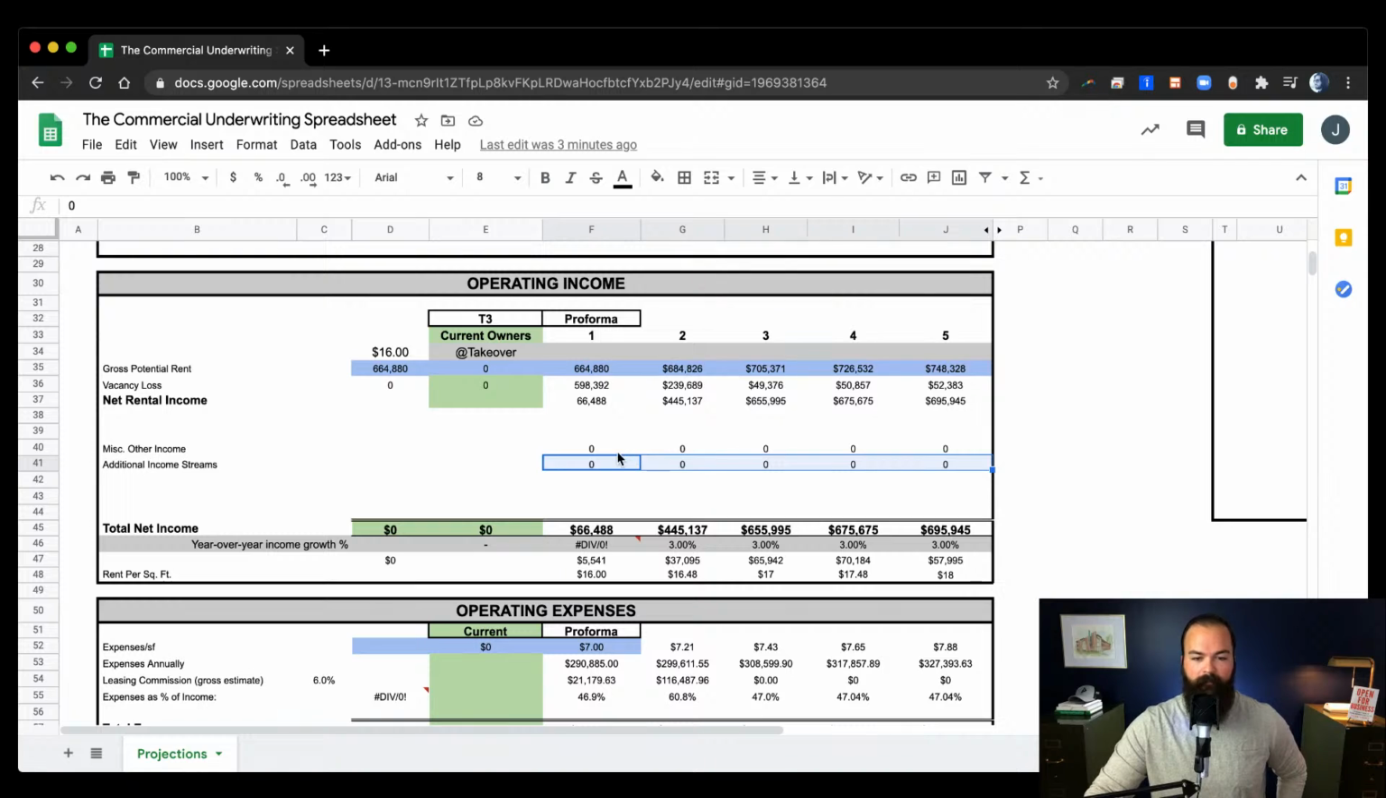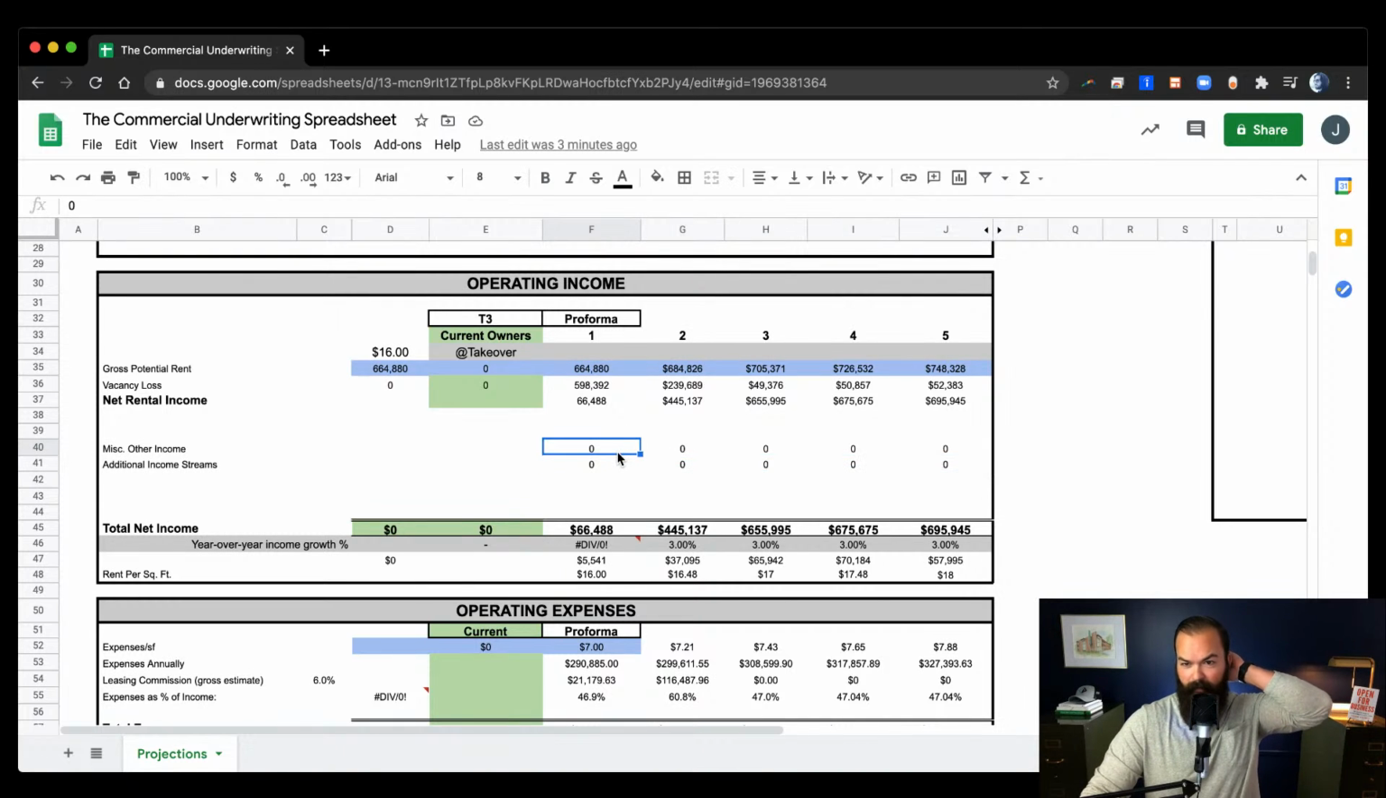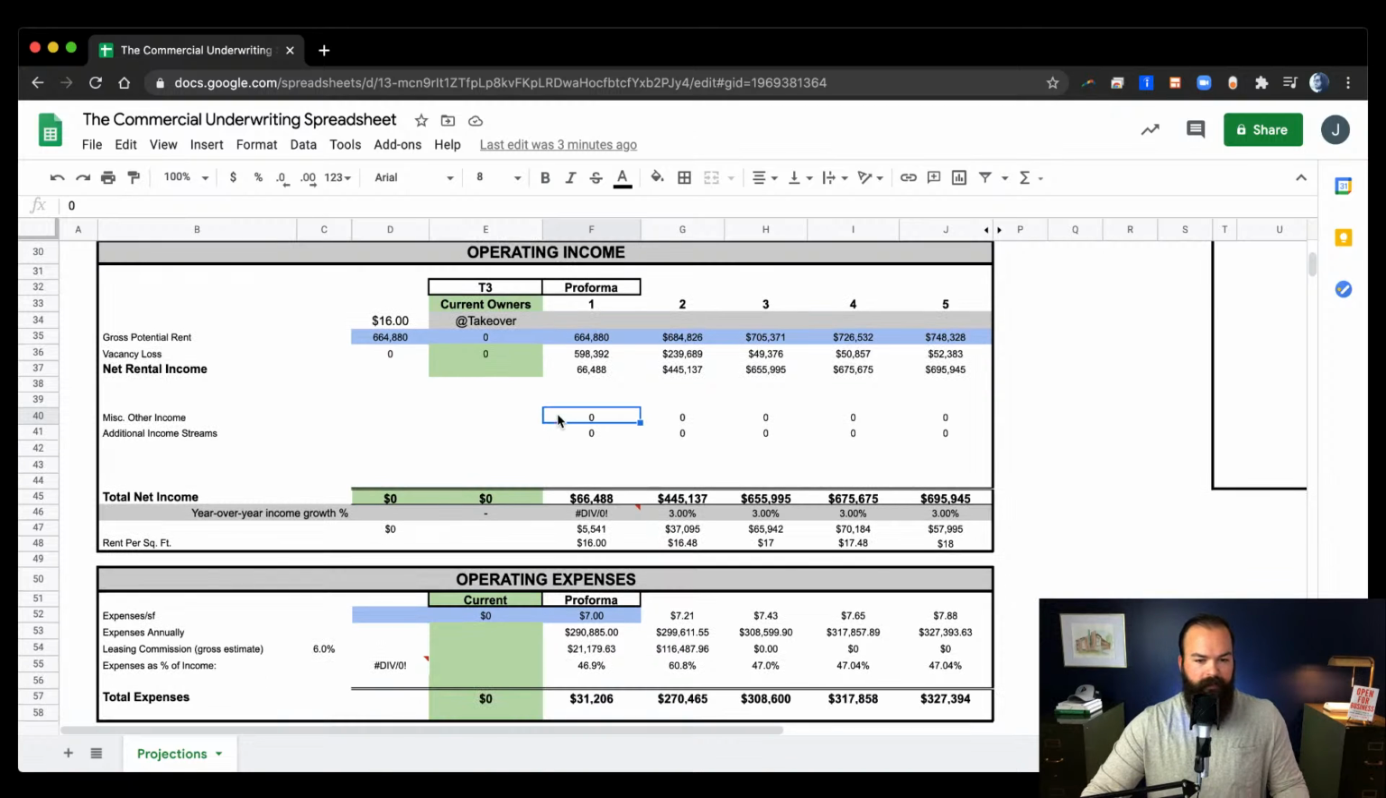Or what's really popular in multifamily is laundry rooms. So, whatever income you'd collect from that. This is basically anything that wouldn't technically be rent for a tenant. So, if you had any beverage machines or something like that in the lobby, or coffee machines, you count that. So this will then give you your total net income.